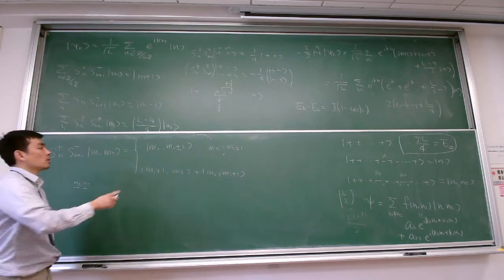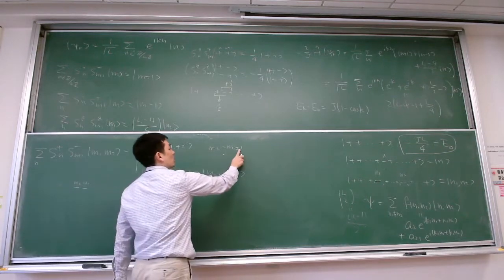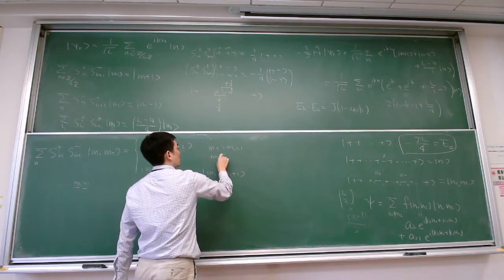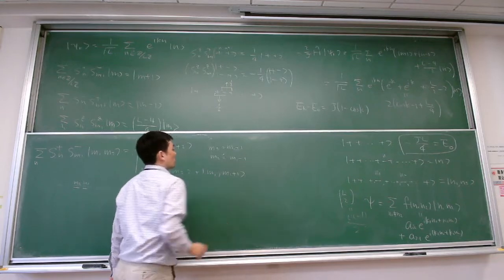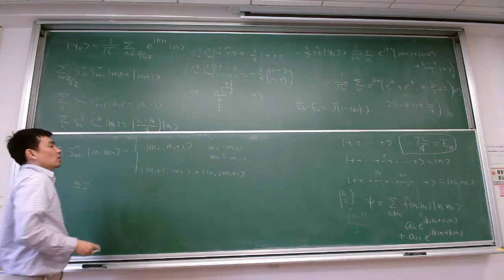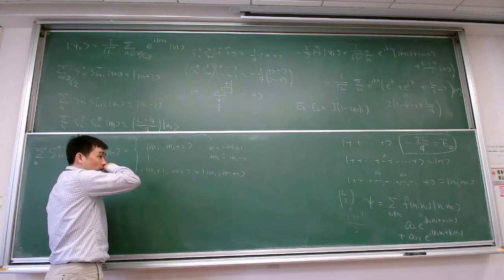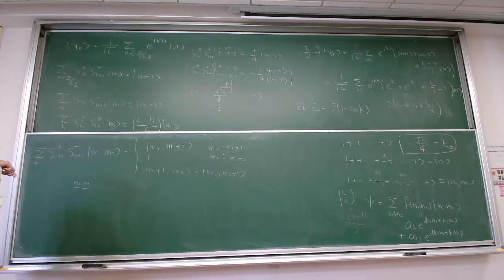No, sorry. So this is the case, and if m2 is equal to m1 minus 1, what's going to happen? So then it should be... Why not assume m1 is bigger than m2 when you define the state?